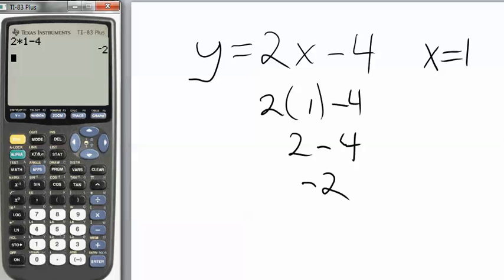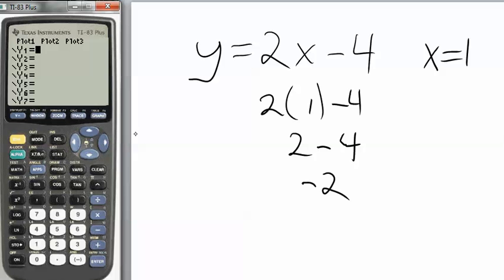What you cannot do is put in 2x minus 4 and expect to get an answer that's correct, because all this is doing is 2 times whatever the calculator happens to have stored as x. I'm not going to really work with that in this video, but you cannot do this. The only time you want to use a variable for this is when we're in the y equals screen, which is what we're going to do next. If there's anything in there, you just clear it out.